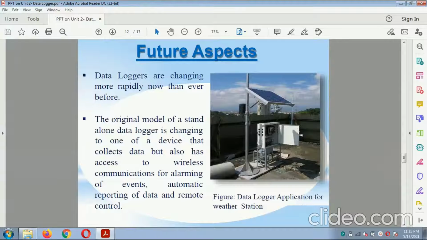So, the future aspect. Data loggers are changing more rapidly now than ever before. The original model of a standalone data logger is changing to one of devices that collect the data but also have access to wireless communication for alarming of events, automatic reporting of the data and remote control. This is a figure related to the data logger application for the weather station. This is the position of the data logger, with respect to which it can store the information.